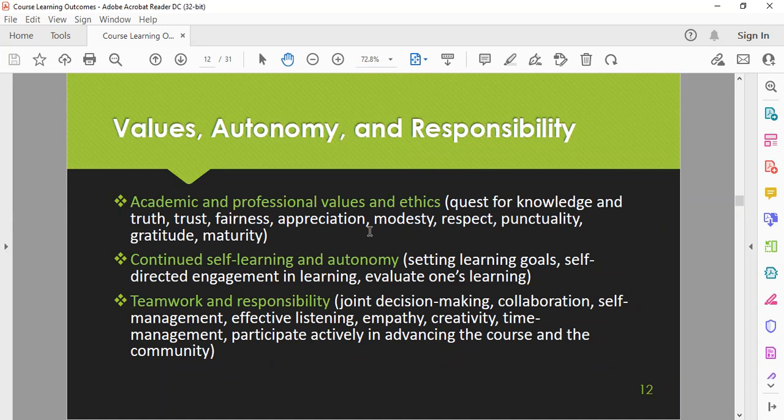Teamwork and responsibilities, this is the third one, comes under values, autonomy and responsibility. Let's help our students come out with joint decision making, like let's say in group discussion or pair discussion, collaboration, self-management, effective listening, empathy, creativity, time management, participate actively in advancing the course and the community.